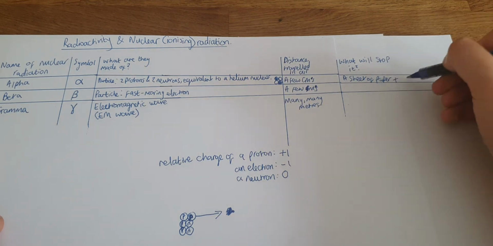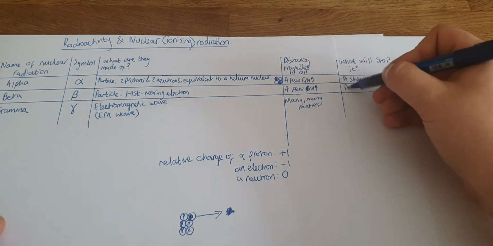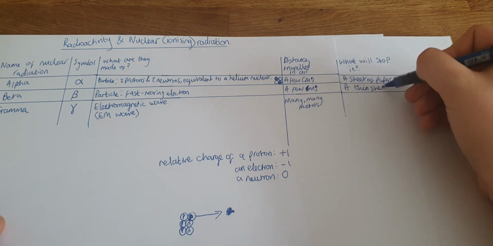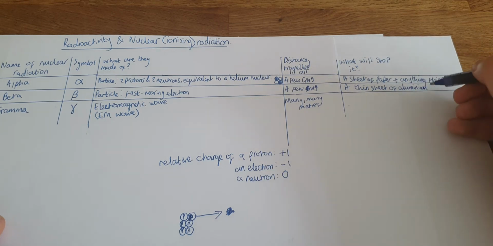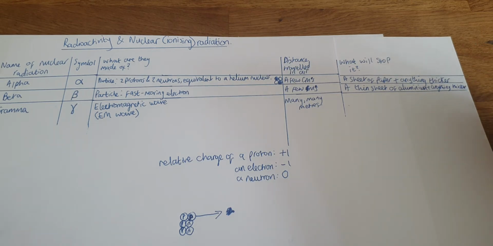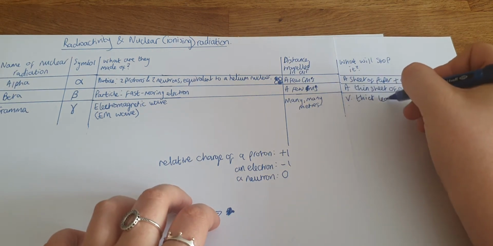So I might actually put that in, and anything thicker. What will stop beta radiation? Beta radiation is stopped by a thin sheet of aluminium plus anything thicker. Will I fit that in? Oh, I'm gonna have to squeeze it in. And what will stop gamma radiation? That's very difficult to stop. Gamma radiation would be stopped by very thick lead.